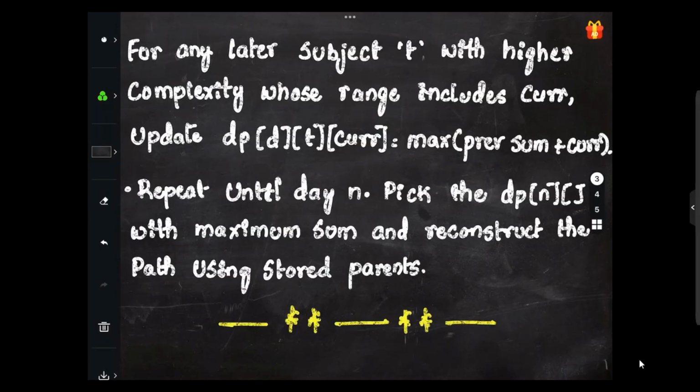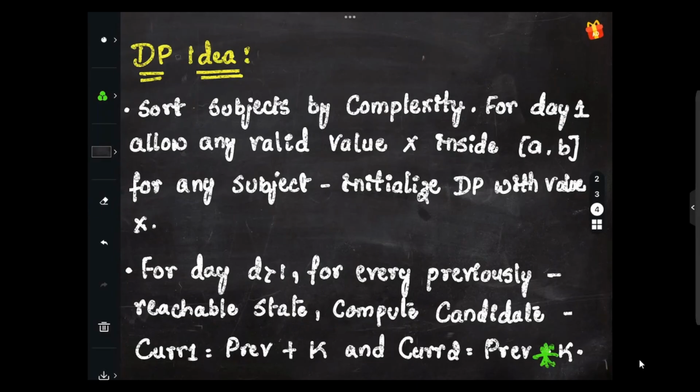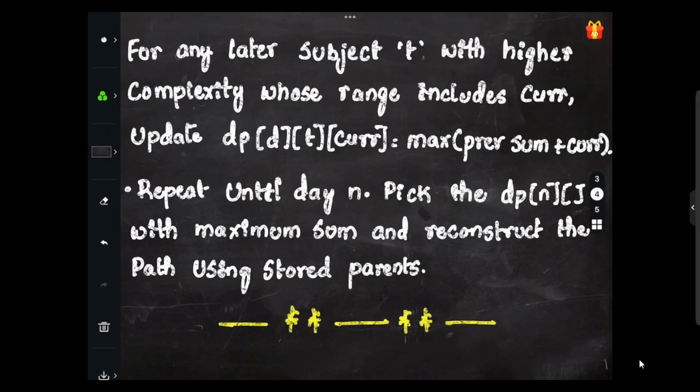Let's continue with the second step. For any later subject t with a higher complexity whose range includes current, we have to update the DP: dp of dt current equals max of previous sum plus current. So we will be doing this while writing the code.